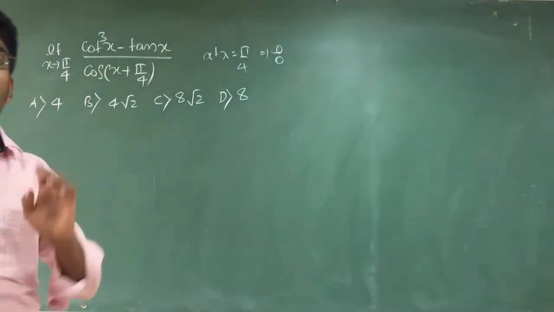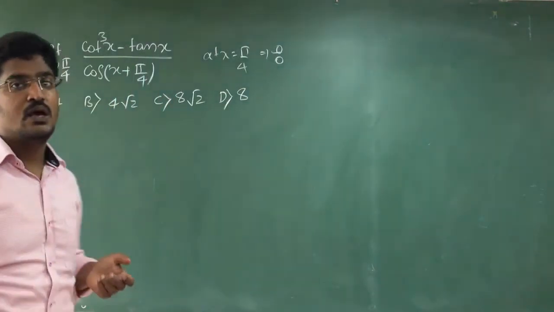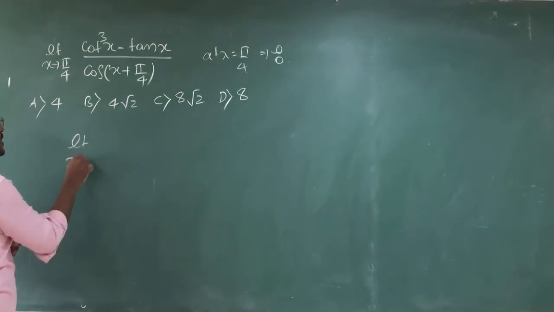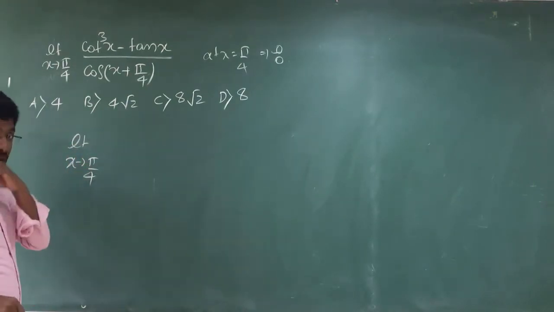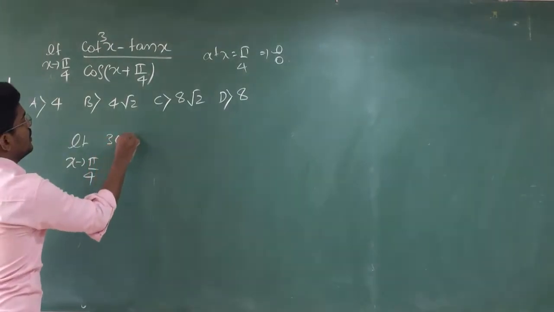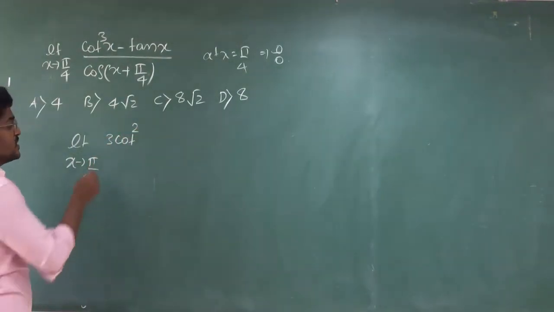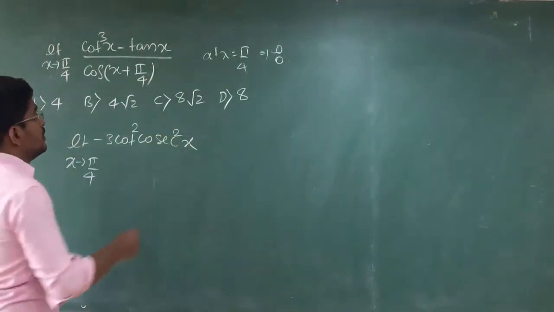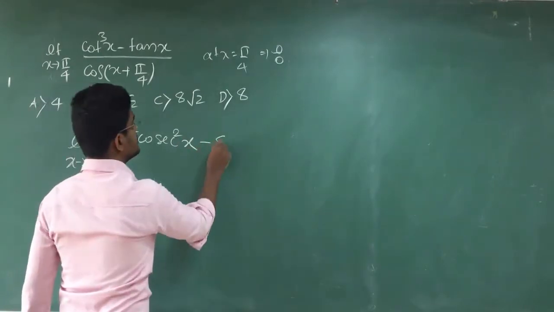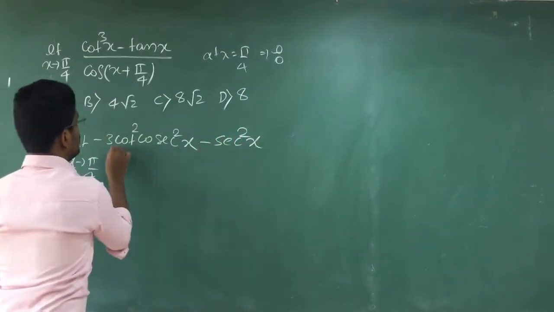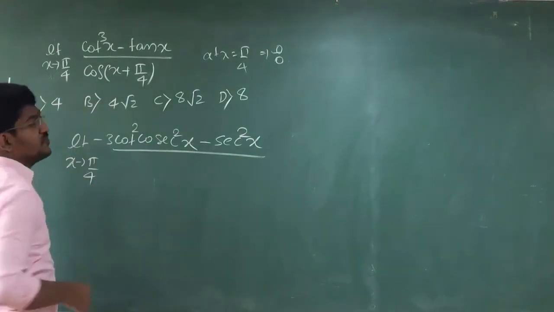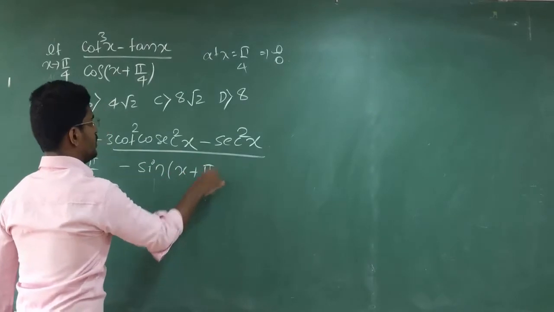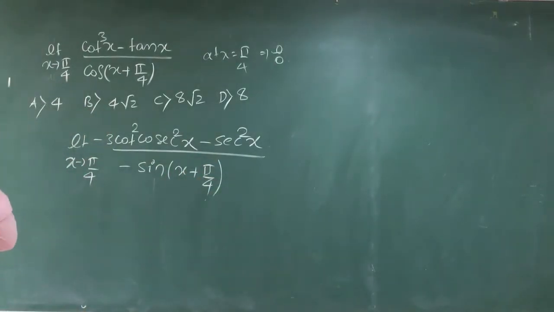So now what we have to do? We have to apply L'Hospital rule. If I apply that, it will be the limit as x tends to pi by 4. Differentiation of cot cube x is 3 cot square x times the differentiation of cot x, which is minus cosec square x. Minus differentiation of tan, which is secant square x, divided by the differentiation of cos, which is minus sin of (x plus pi by 4). Clear? So now let us simplify this limit.